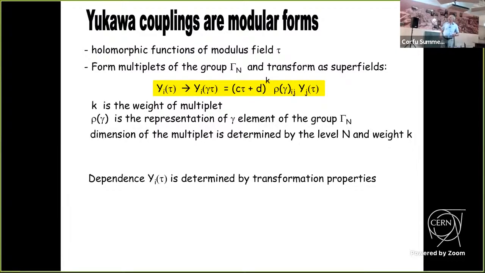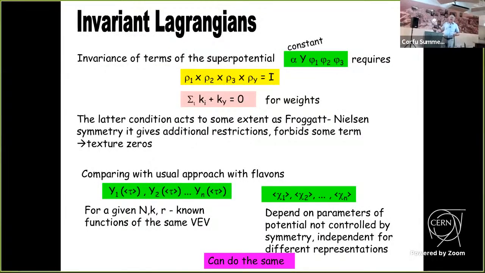These are the usual transformation properties. So this law is determined, and the actual dependence of Y on tau, the so-called modular forms, can be derived using these transformation properties. Now, the invariant Lagrangian is written here. Of course, you need symmetry, because you have the usual transformations, say according to S4 or A4 symmetry.